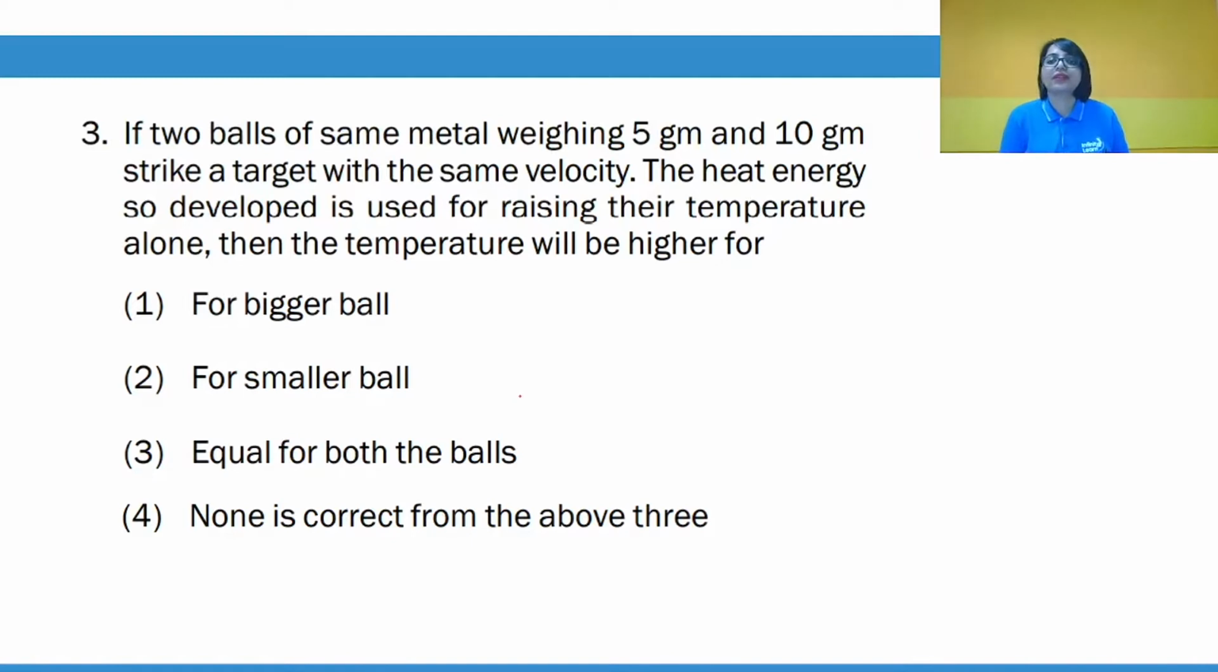Next is, if two balls of the same metal weighing 5 gram and 10 gram strike a target with the same velocity, the heat energy so developed is used for raising their temperature alone, the temperature will be higher for. So, in this case, we know that this half mv square will be converted into ms delta theta. M will cancel this m. So, delta theta, that is the change in temperature, will be v square upon 2s. Now, this change in temperature is independent of the mass. It depends on velocity and s. So we have same metal. So s will be same and velocity is also same. So delta theta, that is the rise in temperature, will be equal for both the balls. So correct answer is option 3.